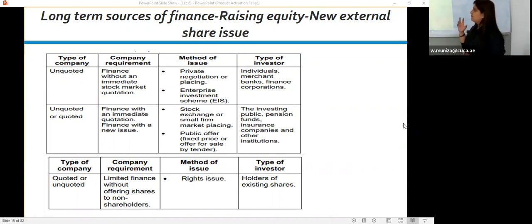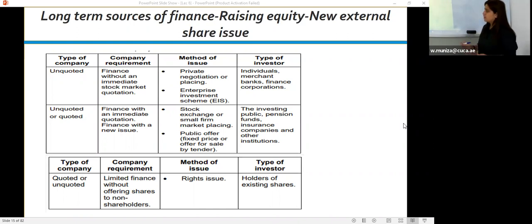A public offer can be at a fixed price or an offer for sale by tender. In case of fixed price, the investors do not have the liberty to fix the price by bidding. If it is by tender, then obviously they can bid, and the strike price will be decided among investors and the company. The types of investors interested in these options will be the investing public, like any kind of general community persons, pension funds, insurance companies, and other financial institutions.